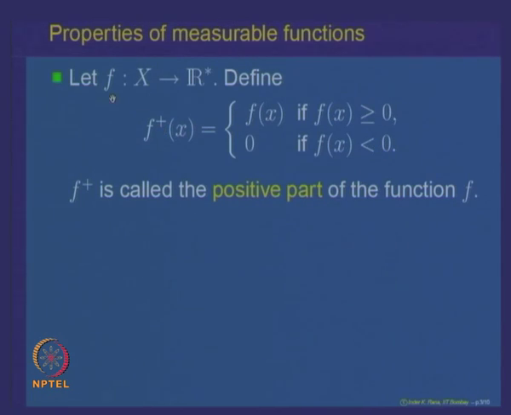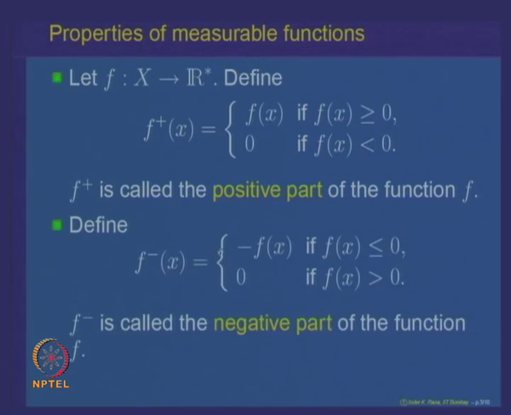Essentially, what we are saying is, look at the graph of the function f of x. As long as the graph remains above the x axis, keep the function as it is. So, f of x is kept as it is if f of x is bigger than or equal to 0, and as soon as the graph goes below the x axis, we define its value to be equal to 0. So, this is called the positive part of the function. Note that for any function f, the positive part of the function is again a function on the space X, but it takes only non-negative values.